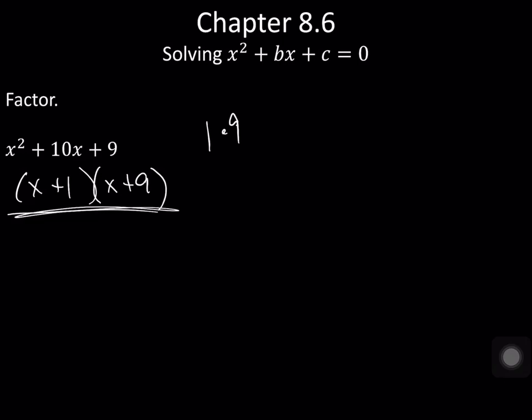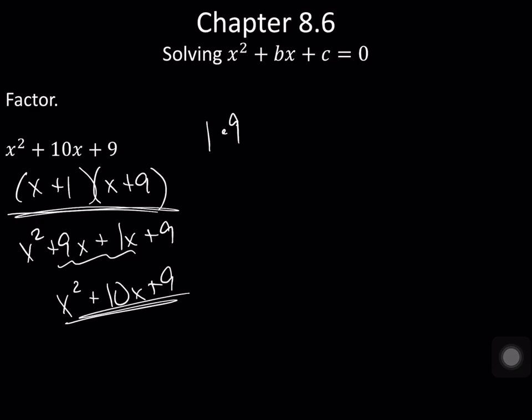multiply. Okay, first times first is x squared, outer, inner, last. Those two add together, x squared plus 10x plus 9. Okay, that pattern did work. Okay, so product, that gives you 9, and added together that gives you 10.